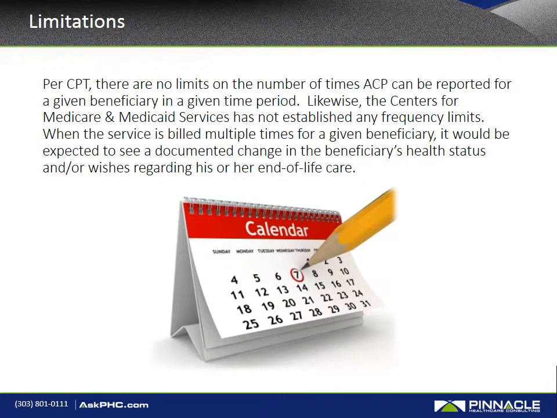Per CPT and the Centers for Medicare and Medicaid Services, there are no limits on the number of times advanced care planning can be reported for a beneficiary in a given time period. But when the service is billed multiple times for a given beneficiary, it would be expected to see a documented change in the beneficiary's health status and/or wishes regarding his or her end-of-life care.